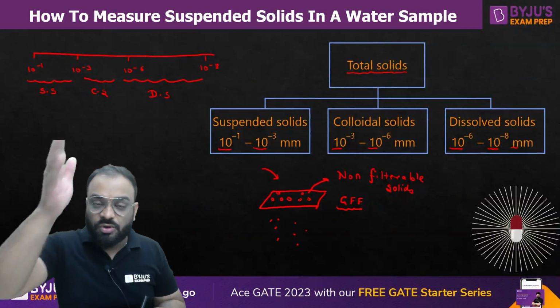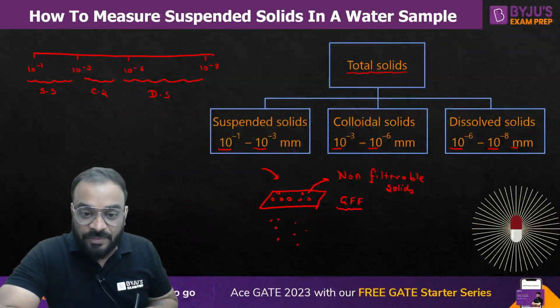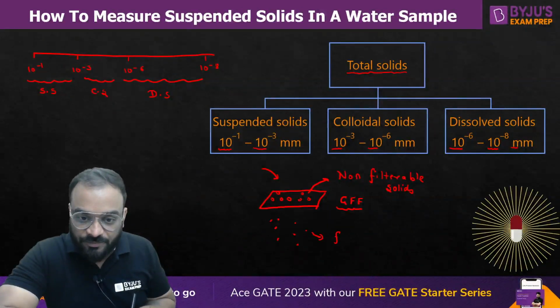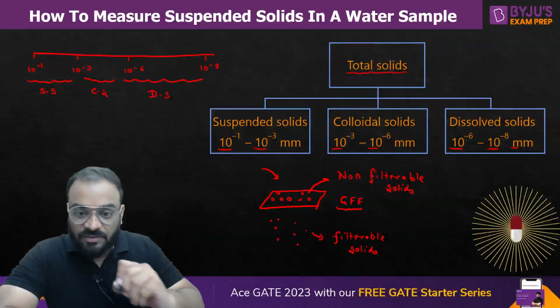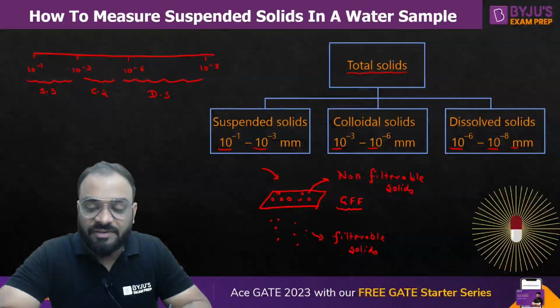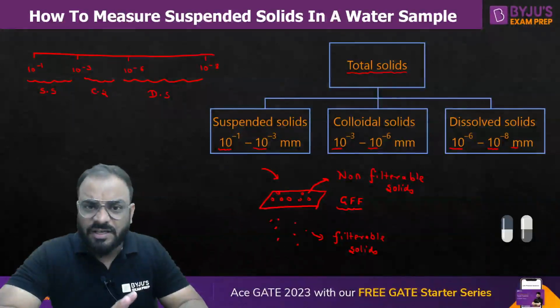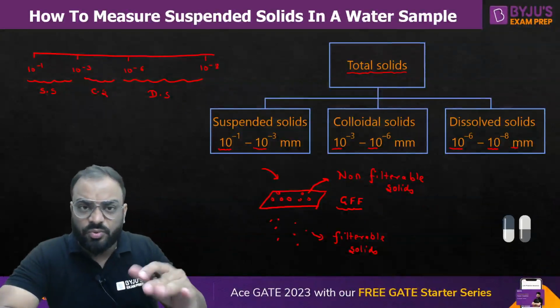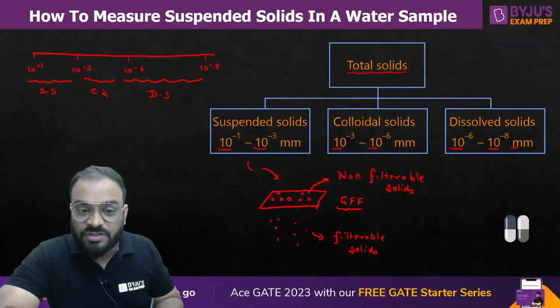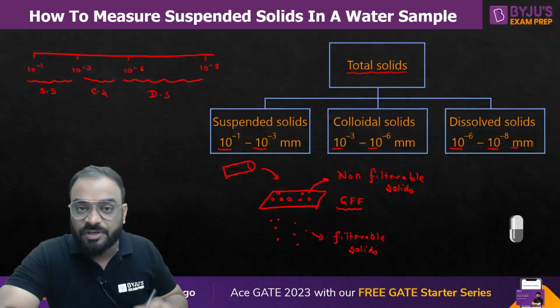And the solid which has already passed through this particular filter is known as filtrable solid. Now the question is, sir, which particular part is suspended, which particular part is dissolved, and which particular part is colloidal? In actual condition, we are trying to pour the water over this particular filter.